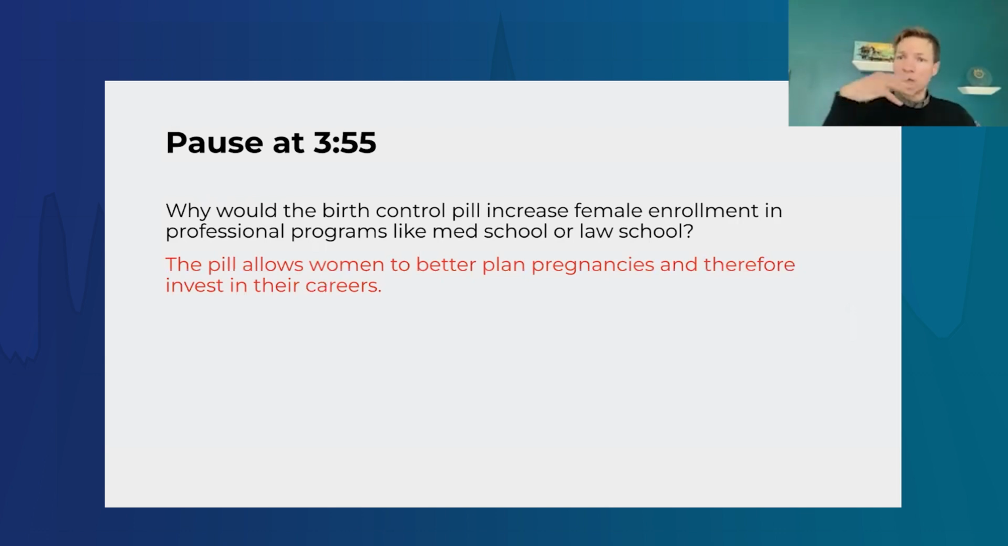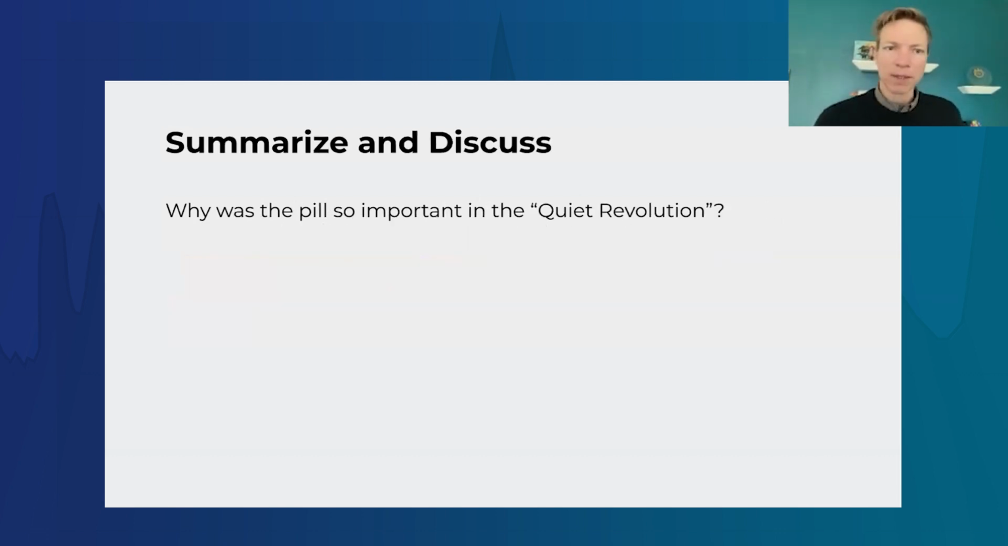Like, you see this in business as well. If you have a better idea of what the future looks like, you can make better investments or longer-term investments. So uncertainty can be a killer for investment. So this gives women more certainty over the reproductive cycle, and so they can make these investments in these graduate programs. Okay. And so you can then have a discussion.